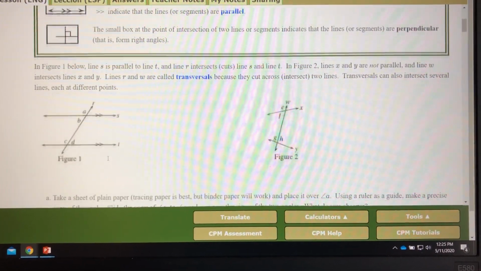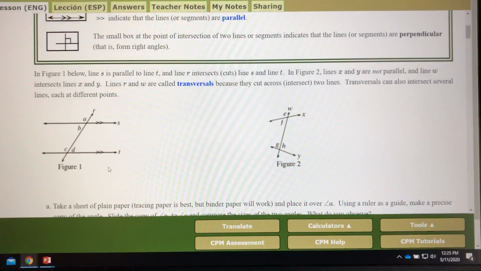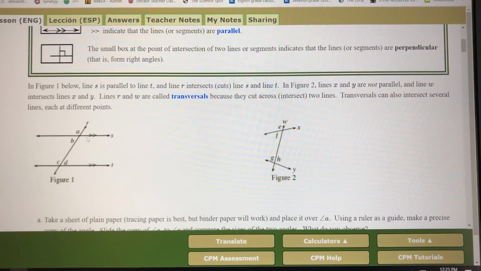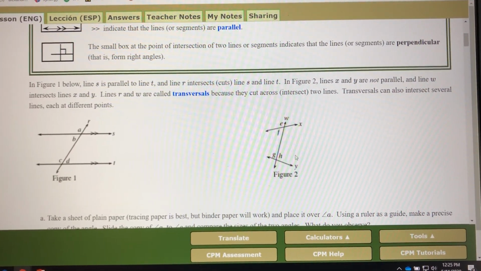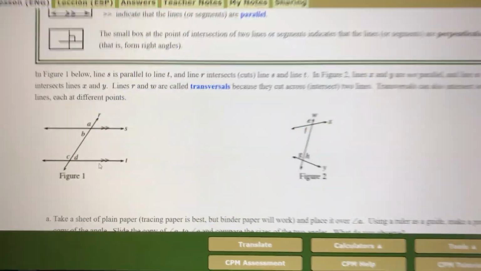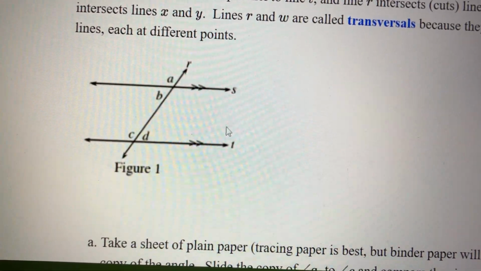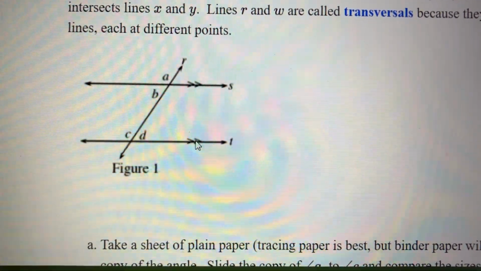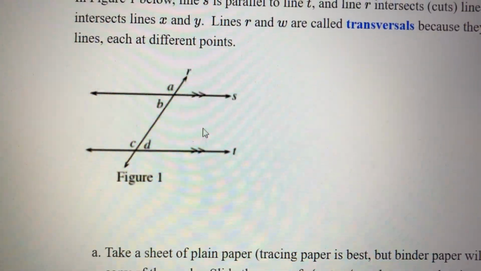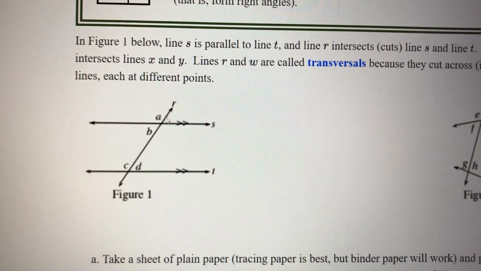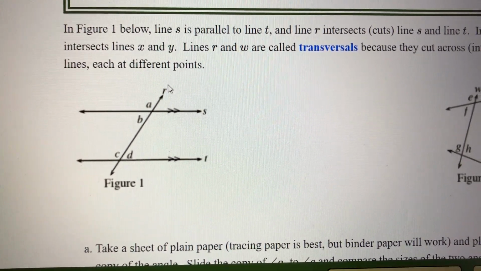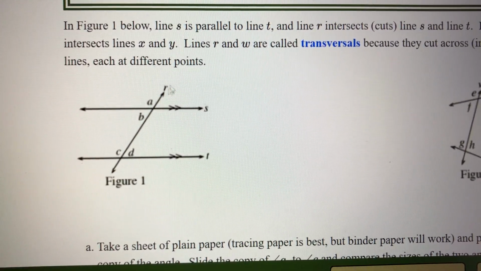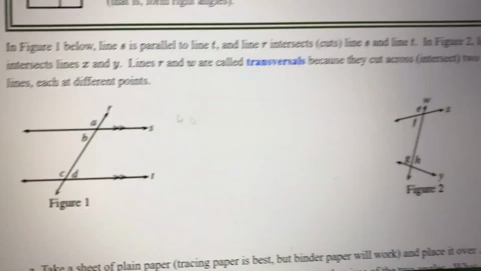Okay, so we're just going to review really quickly. Here's what we looked at this morning with the Google Meets. We had figure 1 and figure 2, and in figure 1, these two lines, S and T, are parallel, and we can see that by those little two arrows on both lines. And it's being cut by this R, and that's called a transversal. So that R is a transversal.